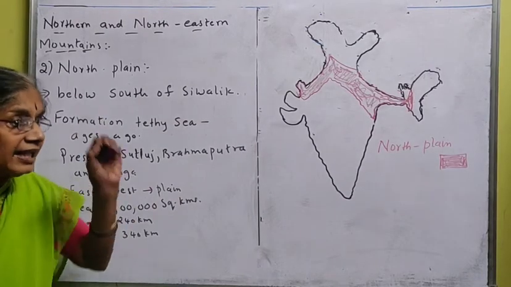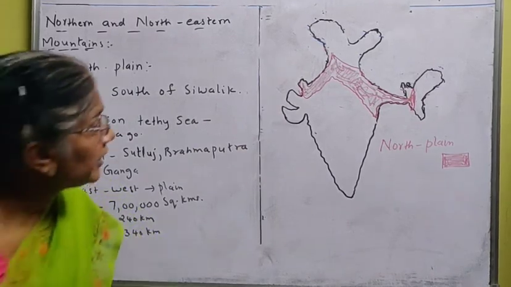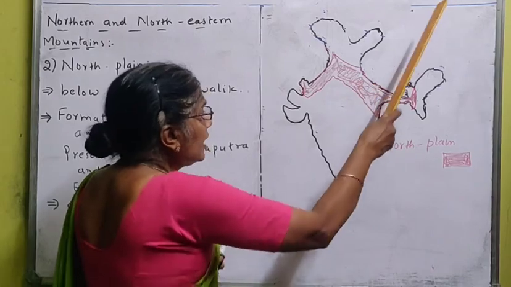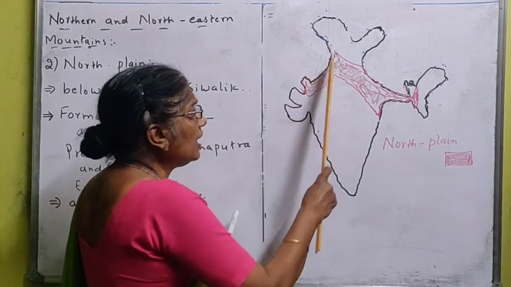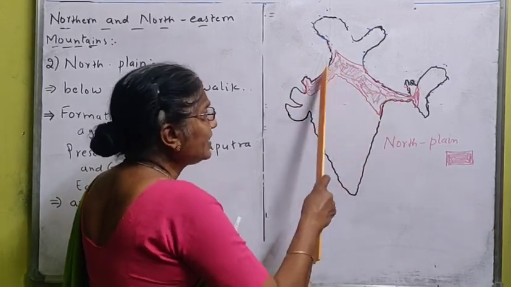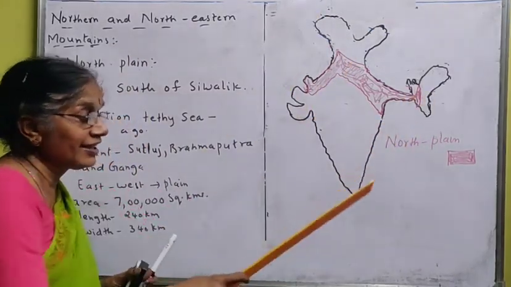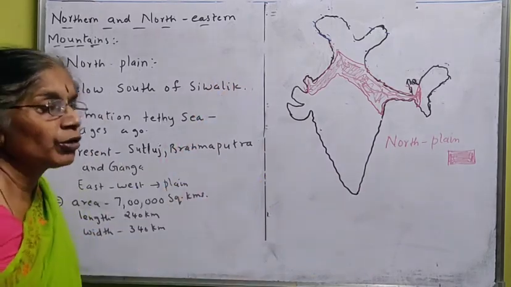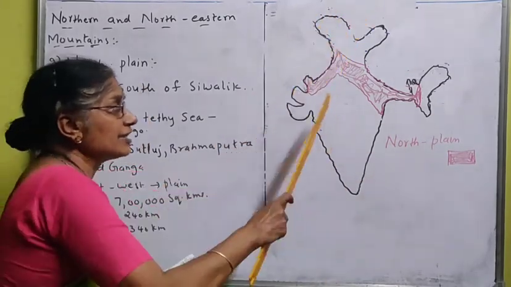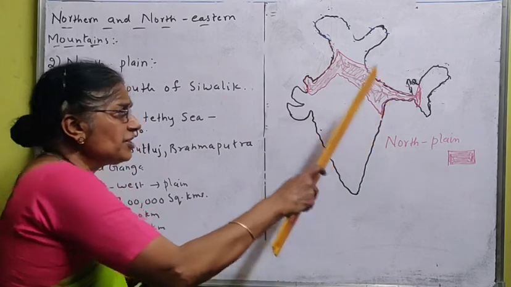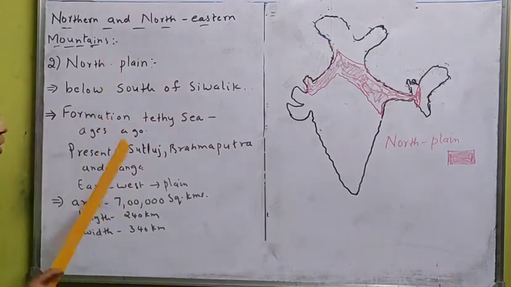These are the importance of the northern and northeastern mountains. Let us see the second physiography division, which is called the north plain. You can see over here the north plain, that is south of the Shivalik mountains. The whole region I have drawn over here is your north plain. I showed you the Shivalik range. It is the outermost range of the great Himalayas. Below that, towards the south side, you will see a stretch of plain land, which is called your north plain.